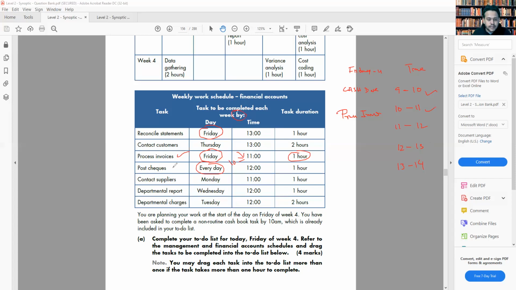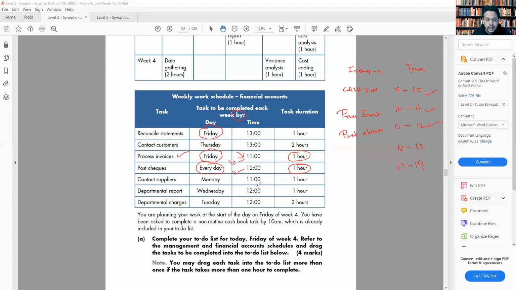The next one, they said post check, finish by 12. That means finish by 12 means 11 to 12, 1 hour. I do post check. So I'm going to write post check because post check is 11 to 12. All right, this is also done.